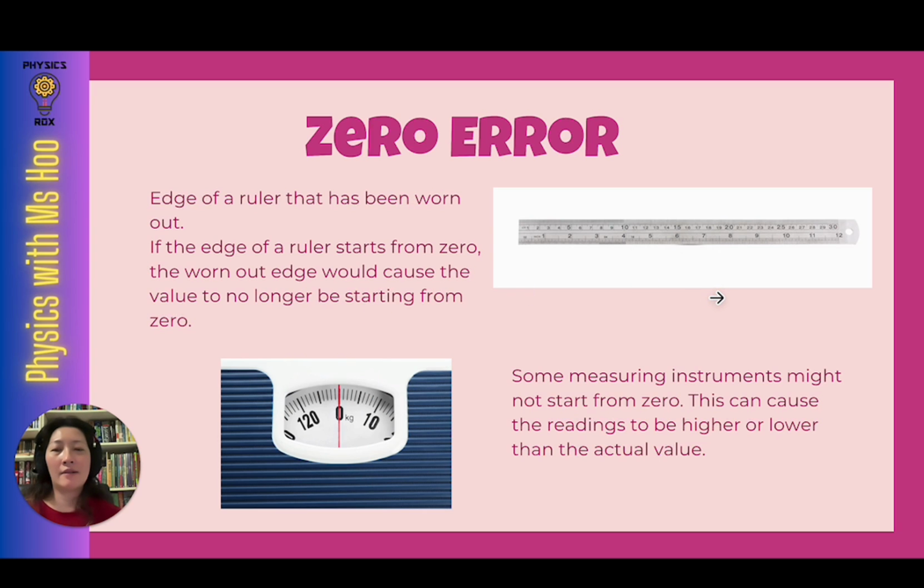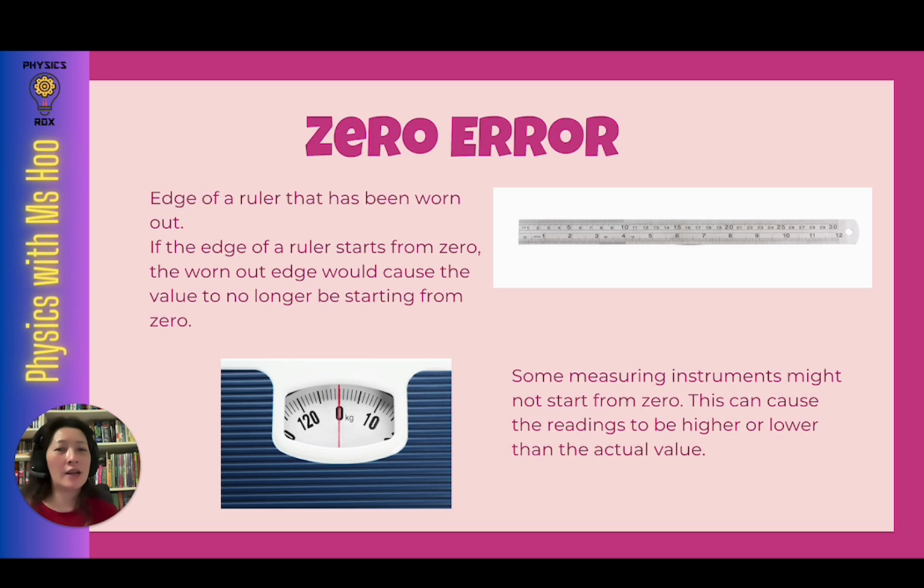So zero error is when the measuring instrument does not start from zero. It doesn't always have to mean that the readings become higher. If, let's say, the scale started below zero, then the readings will be lower than the actual value.